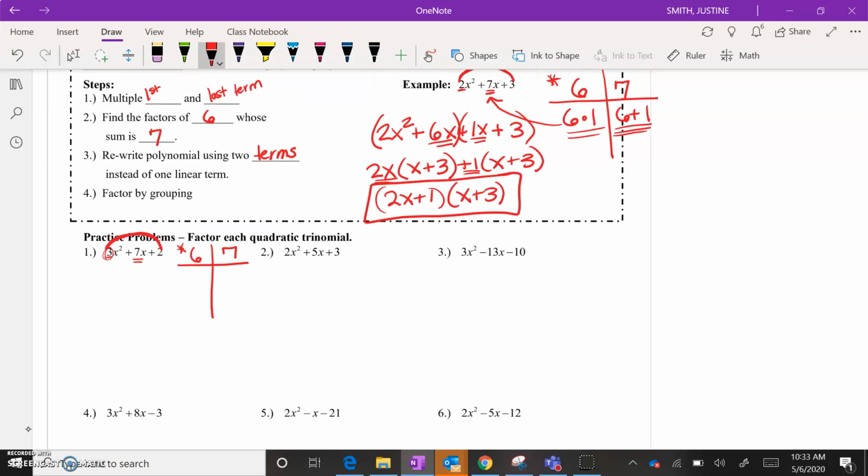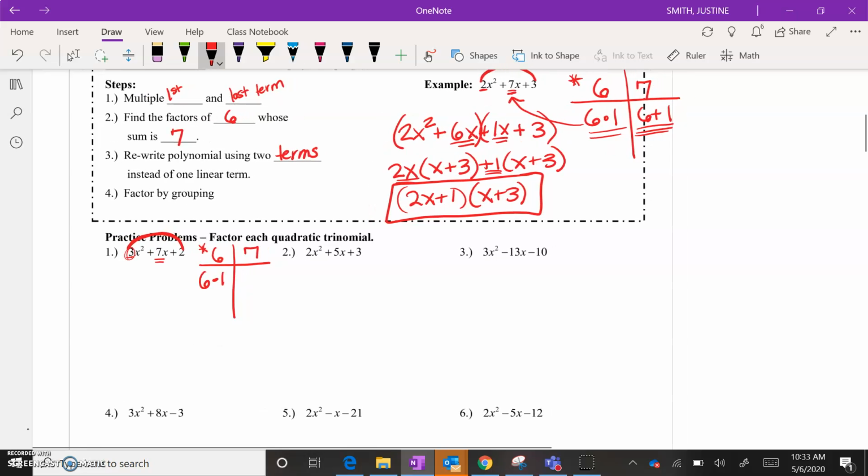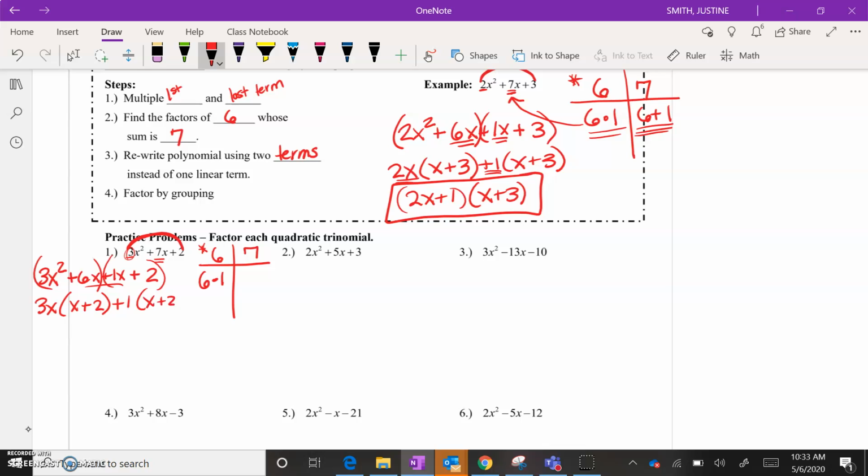Okay, so I know from the last one it's going to be the same thing here, 6 times 1. So I'm just going to rewrite this as 3x squared, but instead of 7x, I'm going to put 6x plus 1x, because 6x plus 1x is still equal to 7x. Okay, plus 2. So now that I have it into 4 terms, I can just group it. So once you do that, that's really the only new part. And then grouping is the same as what we've done before. Okay, so we have 3x plus 1 and then x plus 2.